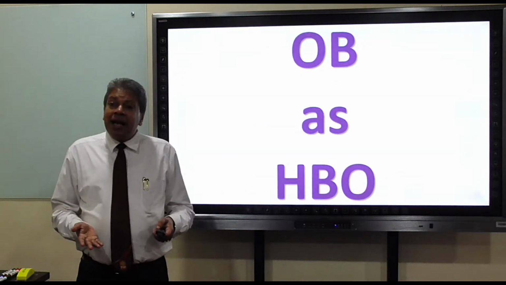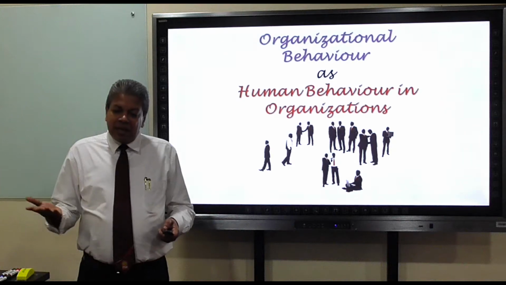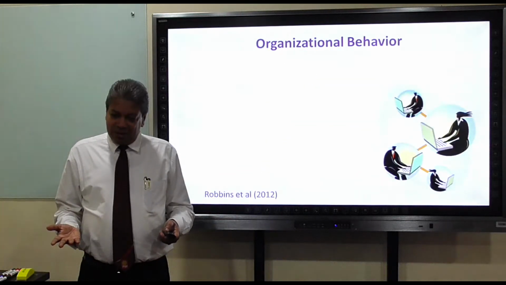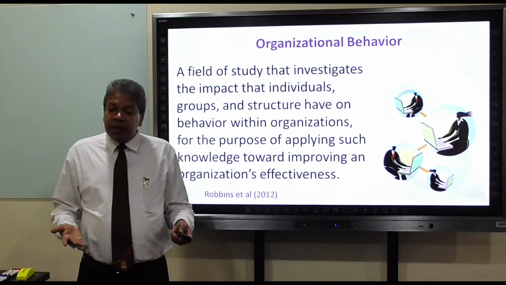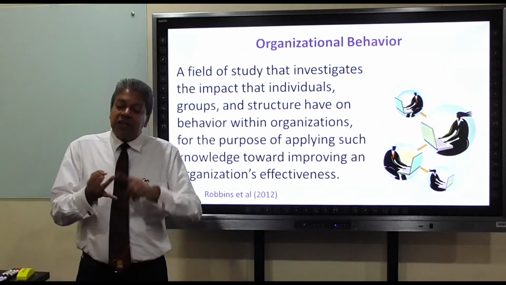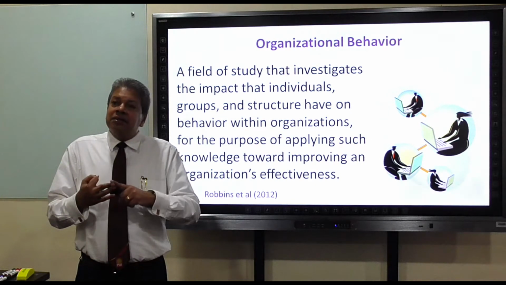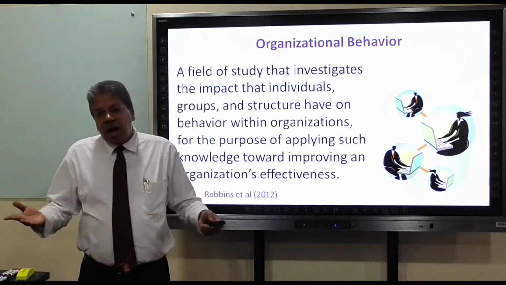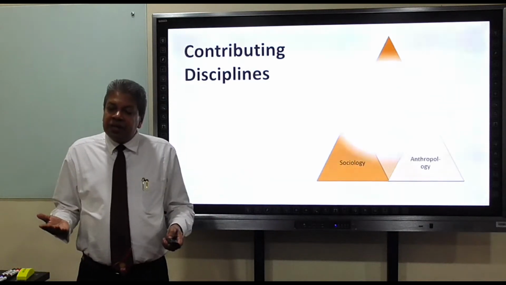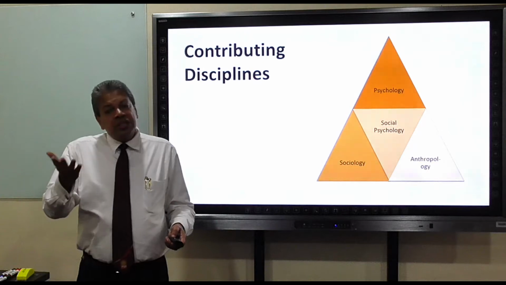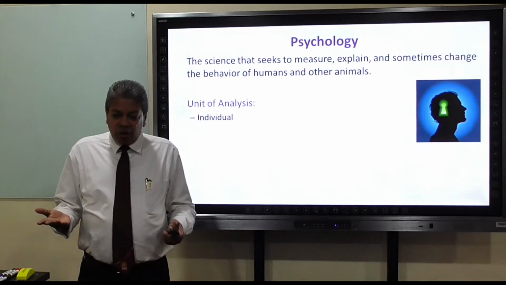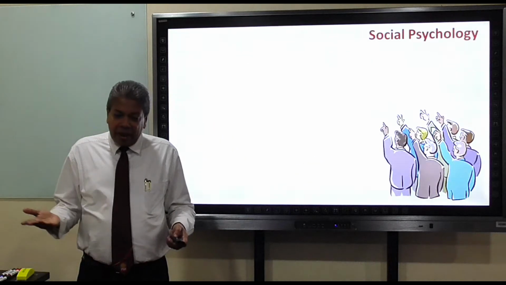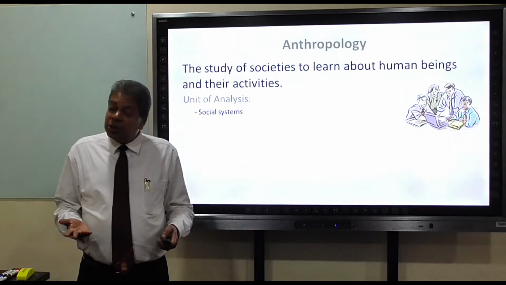And we identified OB as HBO, that is basically human behavior in organizations. And we look at the typical definition of OB, a field of study that investigates three levels: individuals, interactive teams, and the institution. Within those three layers, how they behave. And the contributing disciplines we identified: sociology, psychology, anthropology, and social psychology. And then those were defined very clearly, and you have these notes with you.